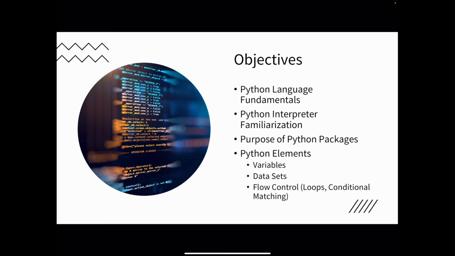We'll be looking at Python packages, what they are, and how we can use them as a way to better code some things that we may want to do by leveraging code that people have already created. And then we'll be looking at the different elements of Python variables, the different types. There's a few different data set types in Python that we're going to be covering, each with its own syntax and its own use case. So we'll be covering that as well. And then finally, we'll be getting into flow control, otherwise known as loops and conditional matching.